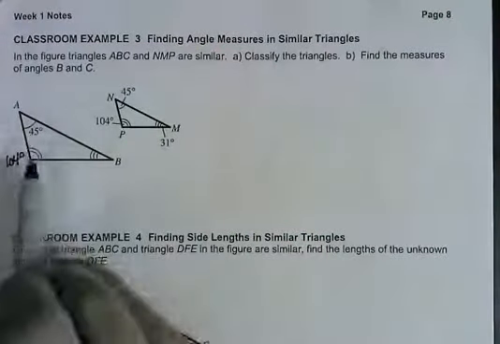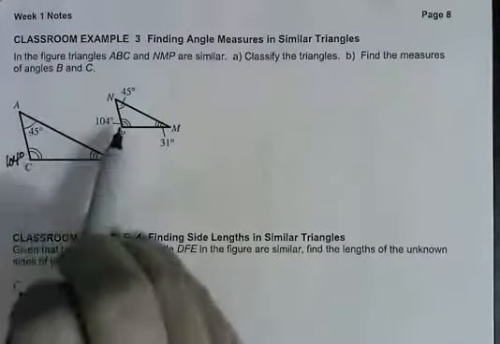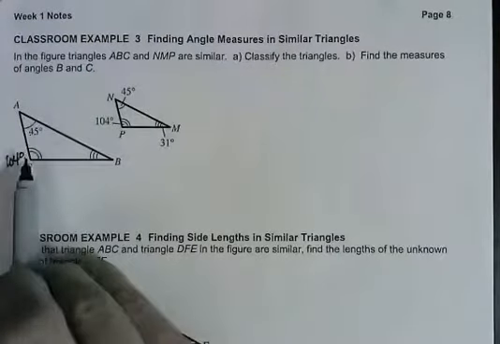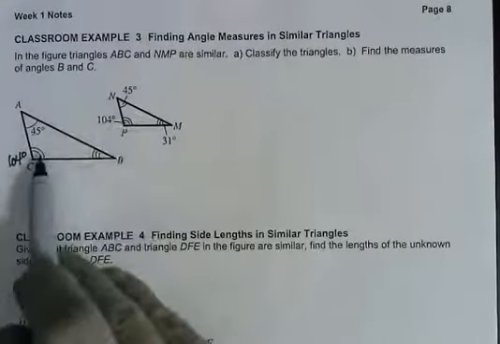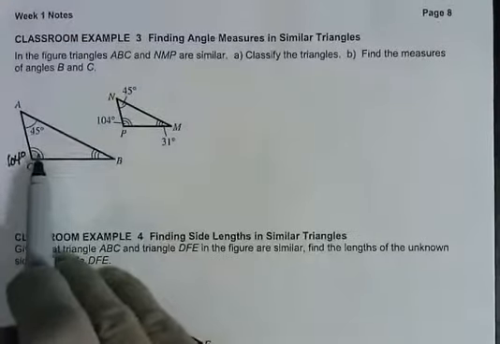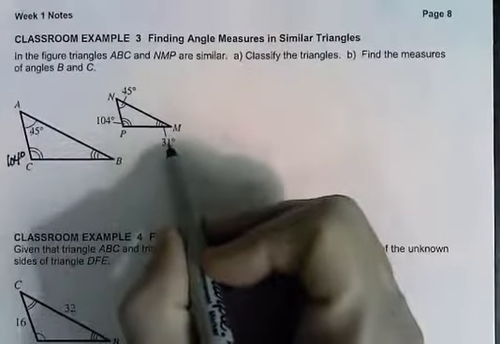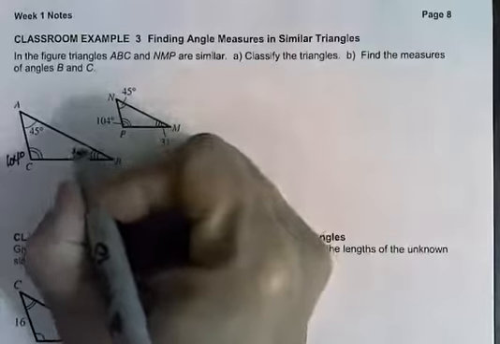And notice in this one they've got it marked so we know which angles are corresponding. And this one would have to be corresponding angles because they're both obtuse. And finally, this angle is 31 degrees, which means that this angle has to be 31 degrees.